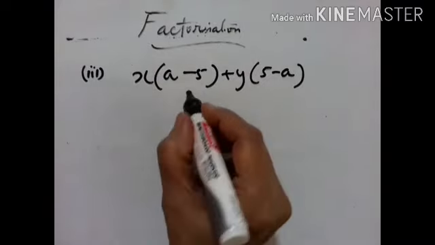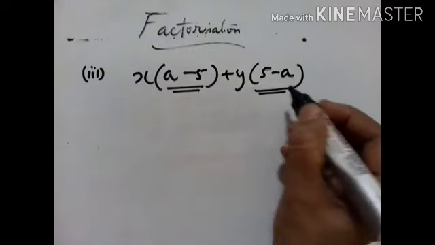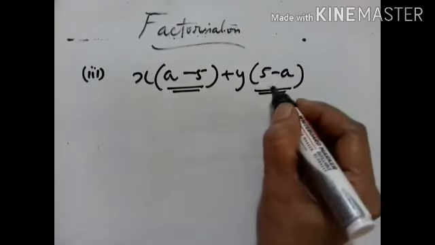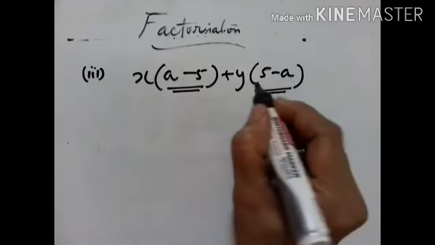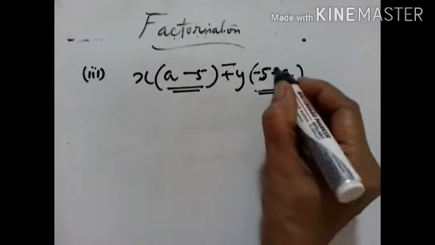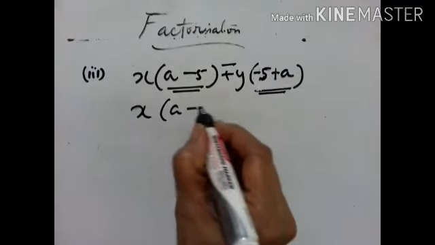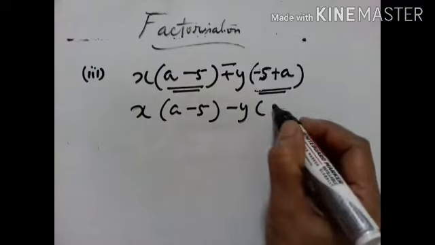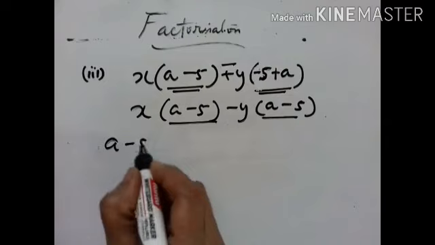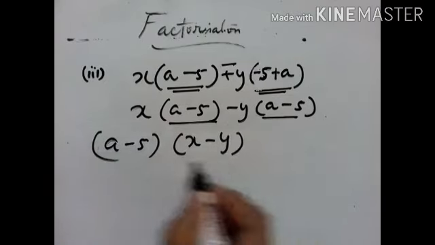In this problem, it is a minus 5 here, but 5 minus a here. It should have been a minus 5. Otherwise, you can't take it out. So what should you do to make it a minus 5? You change everything. Make this minus, and make this plus. Now it became a minus 5. X into a minus 5 minus y into a minus 5. Now you can take it out. A minus 5, what remains is x minus y.